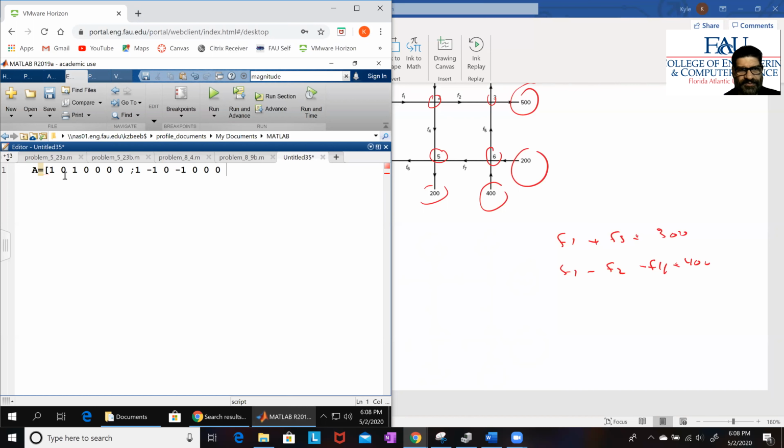Okay, 1, 2, 3, 4, 5. Okay, and third equation. The third equation will be 0, 1, 0, 0, 1, 0. Fourth equation becomes 0. Putting back those equations in there.